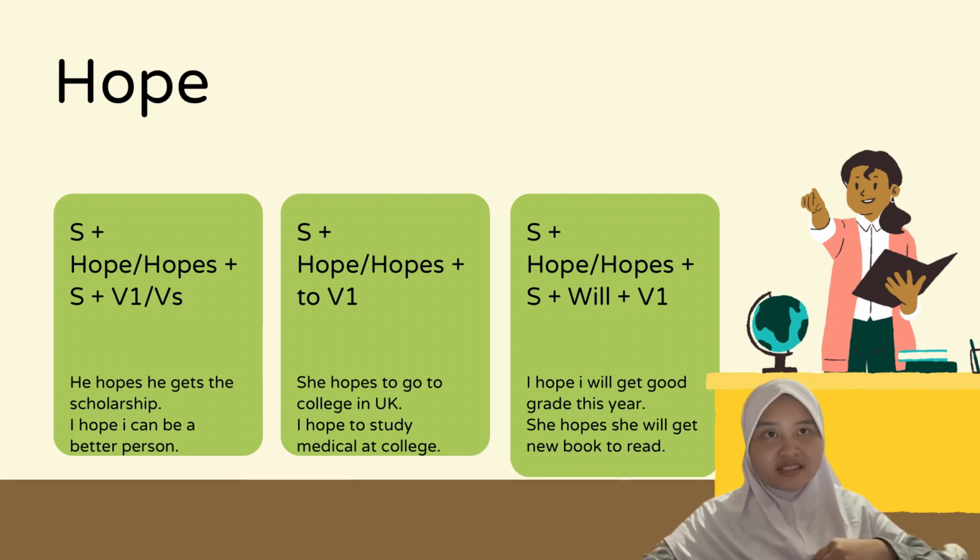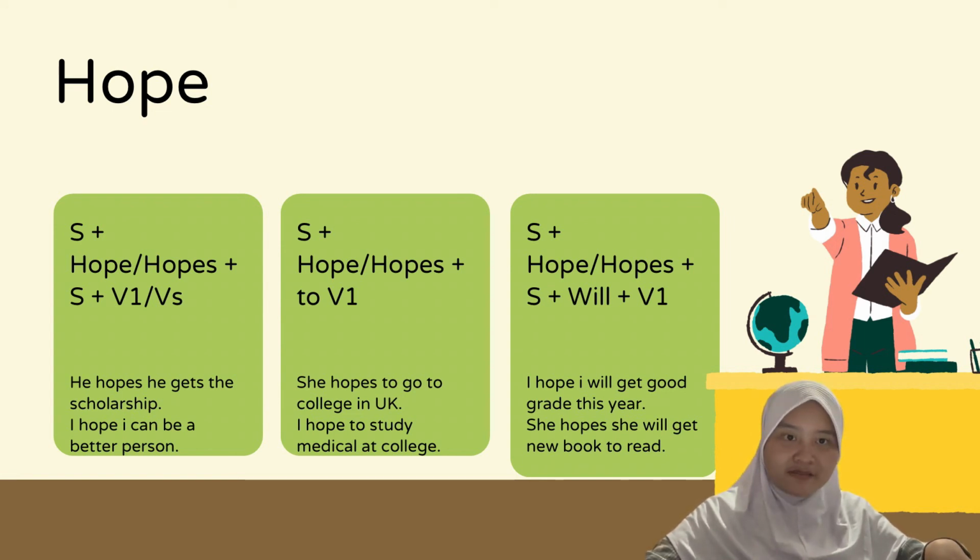The second sentence example is I hope to study medical at college. I is the subject and we use hope because the subject is I and then followed by to infinitive and then followed by verb 1, study. And then medical at college is the complement. Why we use hope in this sentence is because it's possible for me to study medical, and I'm also optimistic.